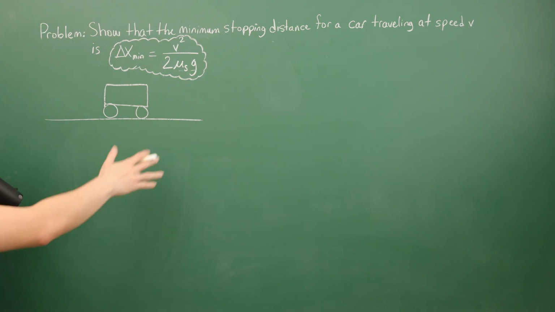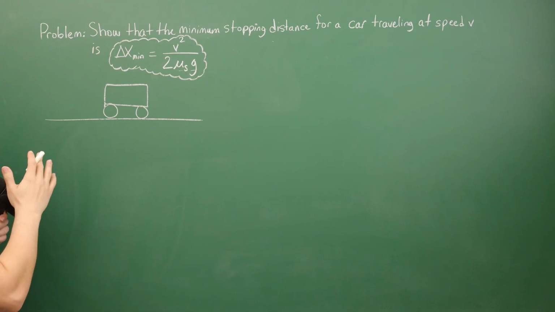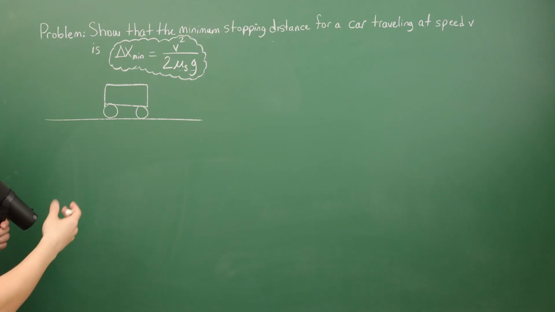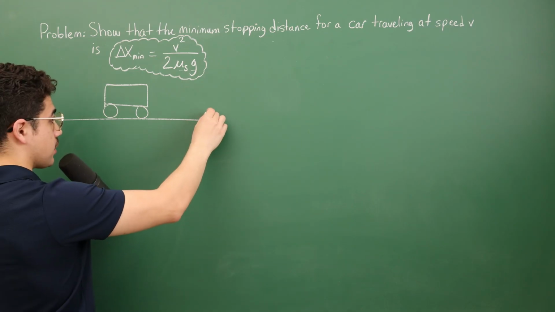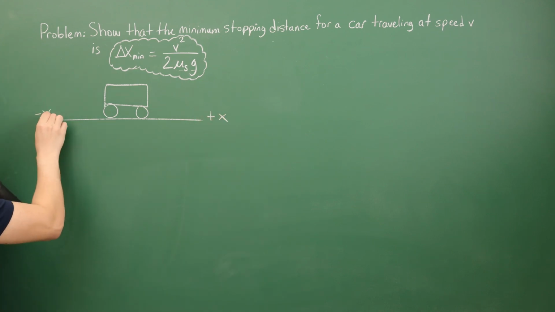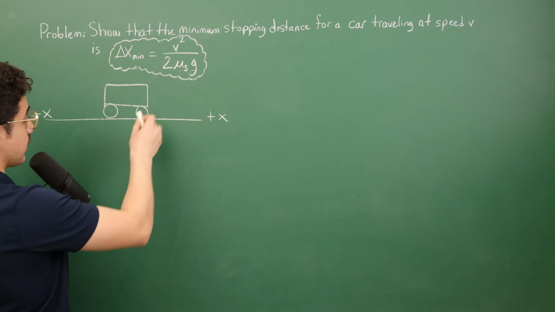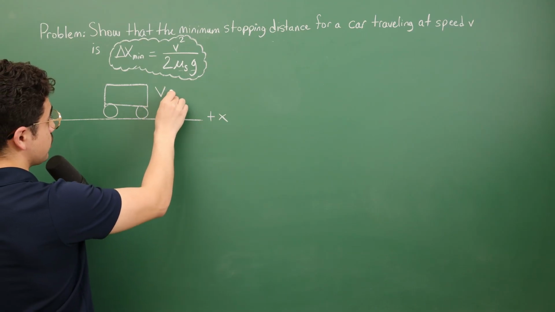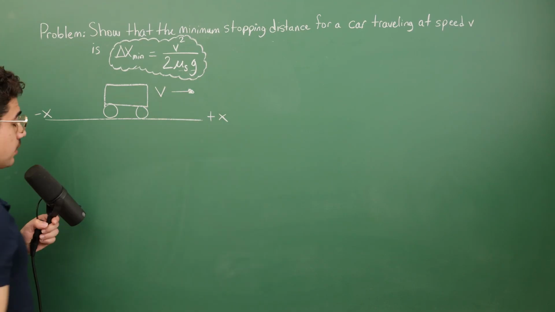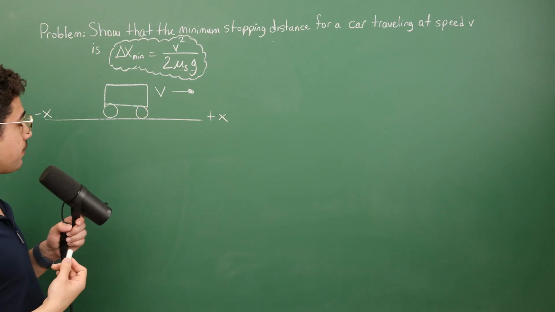So in physics, we cannot do any measurements or calculations without applying our own coordinate system. So I'm going to assume that right is the positive x direction and left is the negative x direction. So that means I'm going to say that this car is traveling with an initial speed v in the positive x direction, just because I choose to label it that way.